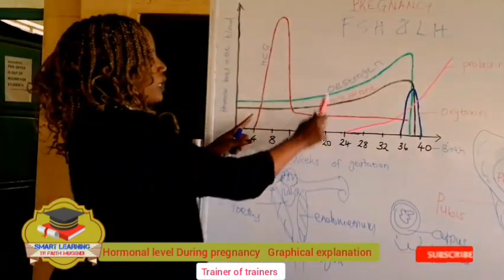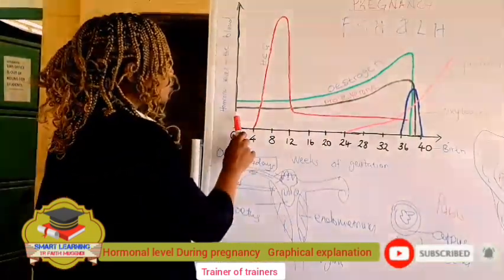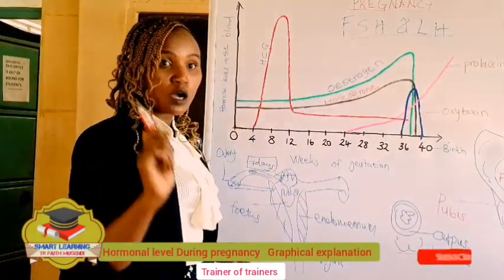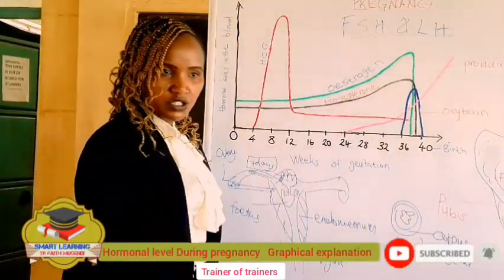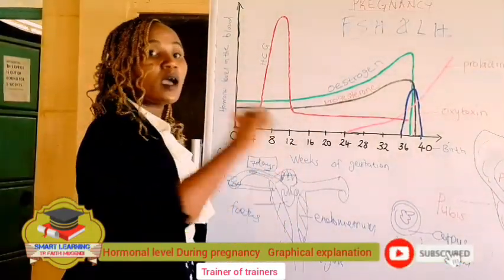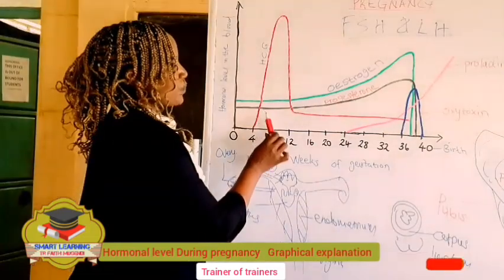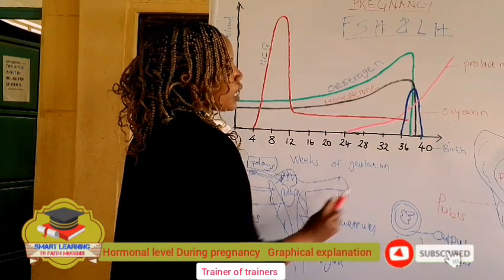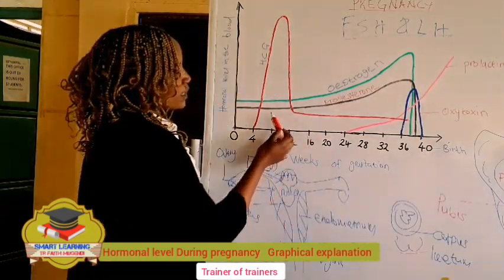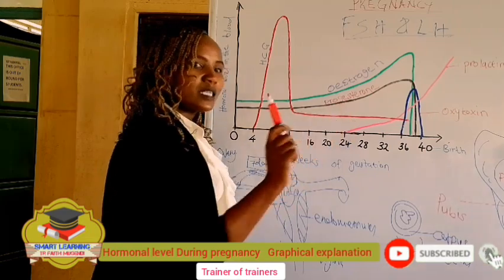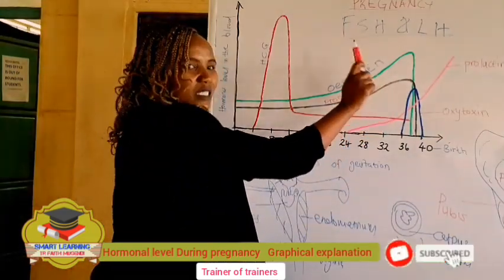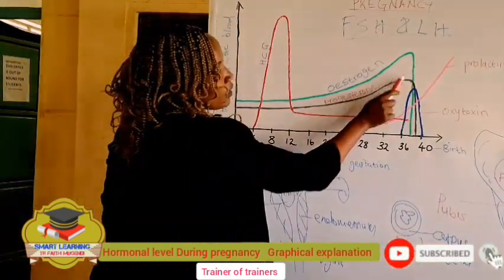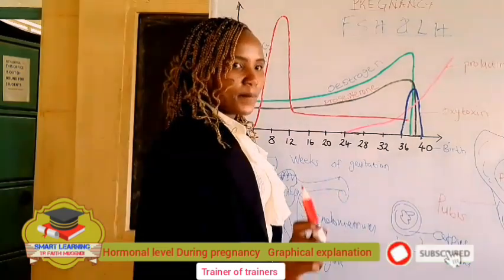Now let's look at the estrogen and the progesterone. Estrogen and progesterone continue to be produced because of their role of maintaining the endometrium that maintains the fetus in the uterus. Now if we look at how they keep increasing as the gestation period approaches birth, you find that there will be a continuous increase, but at a point we have a very sudden increase of estrogen and progesterone. This is towards the end of the gestation period.